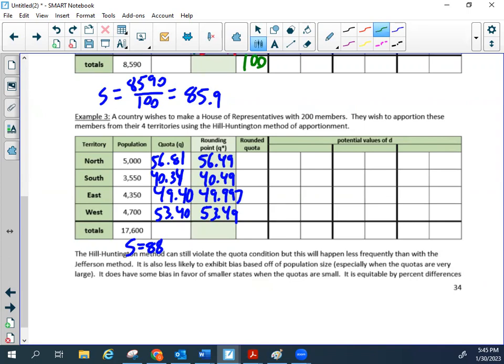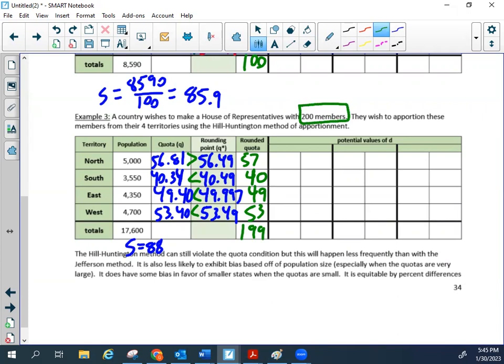So this first one, that's bigger, so it rounds up to 57. That's bigger, so it rounds down to 40. That's bigger, so it rounds up to 50. I'm sorry, that rounds down to 49. And then that one also rounds down to 53. That adds up to 199. What's the problem? We need it to add up to 200.